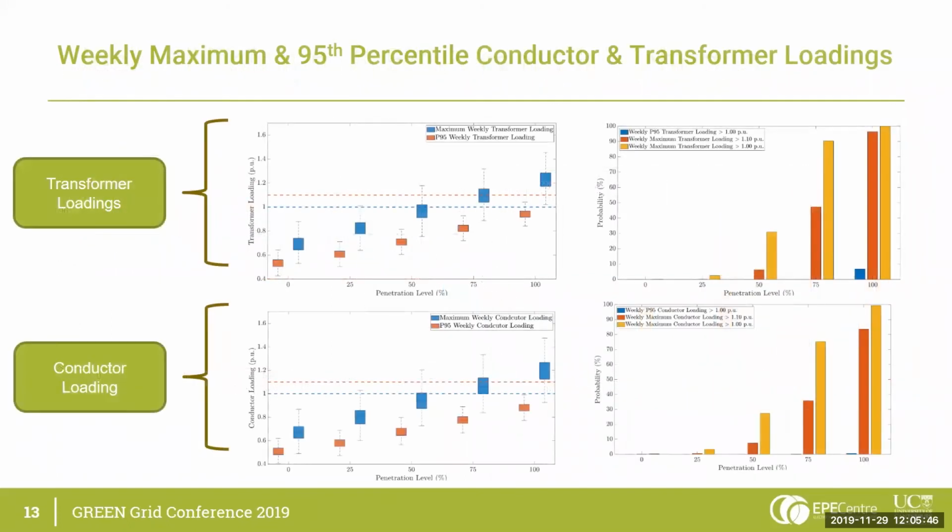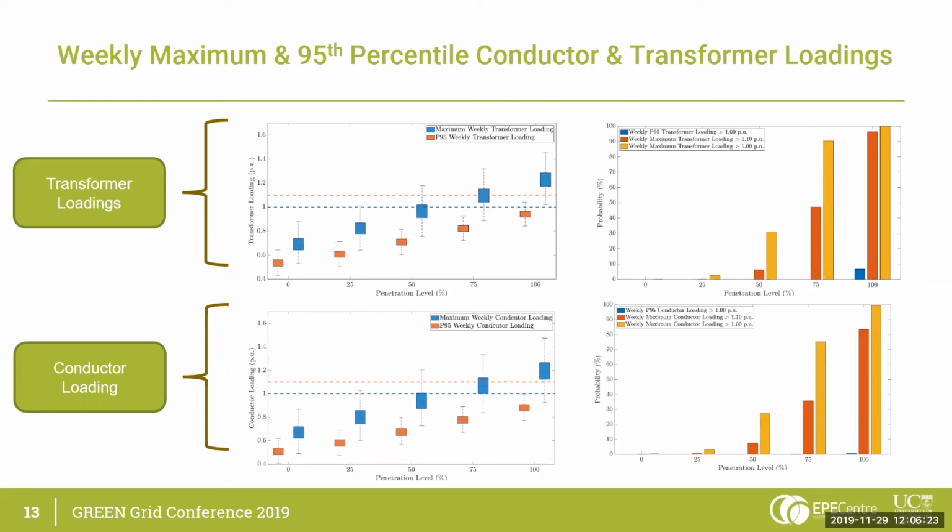The same approach is used to interpret both the transformer and conductor overload probabilities. What differs here is that we consider the weekly maximum and 95th percentile load values. Loads are expressed as a percentage of the rated value, and hence the overload probabilities can be interpreted as the percentage of the box plots above the 1 per unit threshold. Similarly, an extended upper threshold of 1.1 per unit was also included, and again, this allows us to better assess the severity of any overloading events.